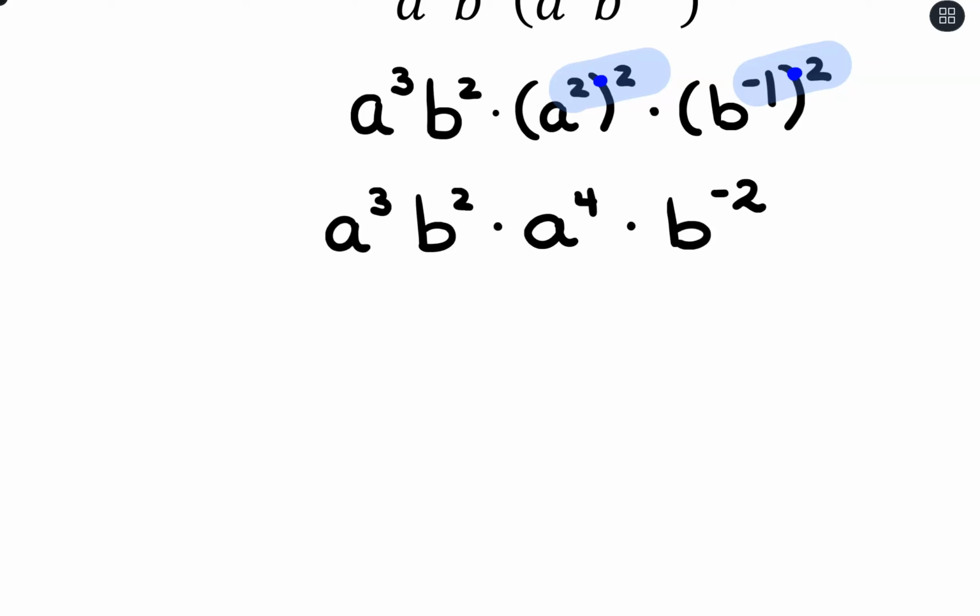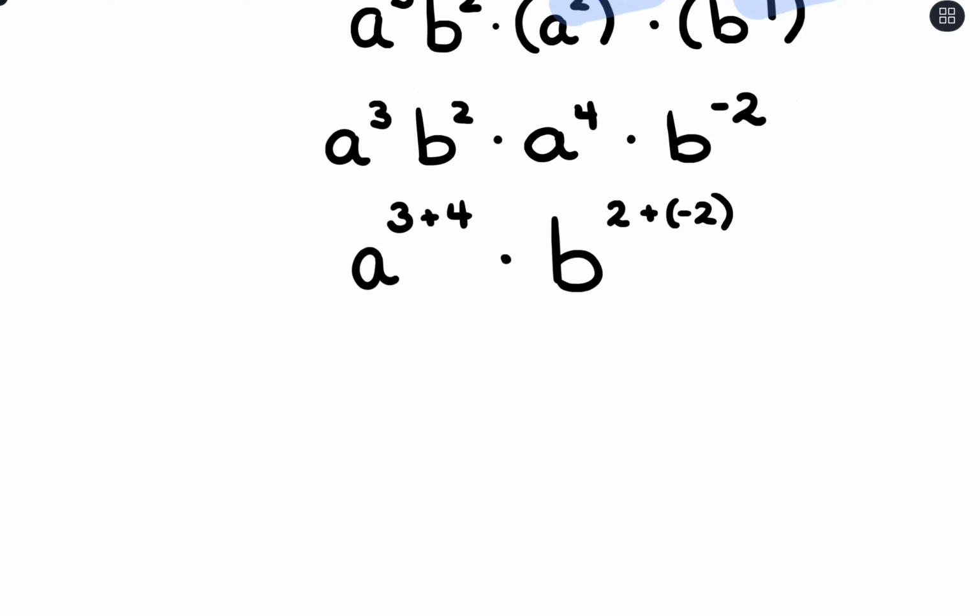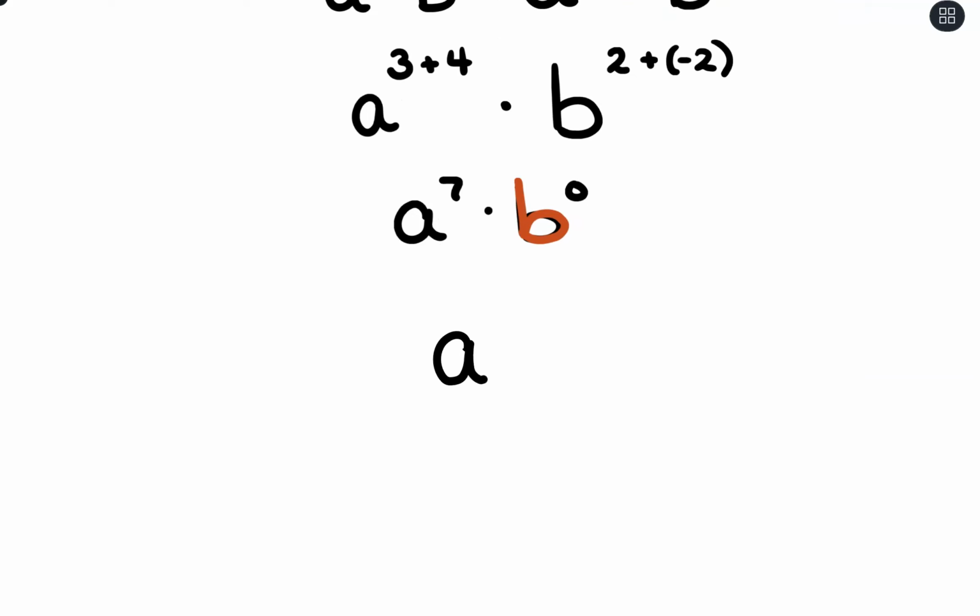Okay, I'm looking for my common bases. So I have a cubed and a to the 4th. I can combine those by adding the exponents. So 3 plus 4, and then with b we have 2 plus a negative 2. Just be careful with those negatives that you use parentheses. So this will be a to the 7th times b to the 0 power. And whenever we're raising something to a power of 0, it turns into a 1. So that is really a to the 7th times 1, which is just a to the 7th.